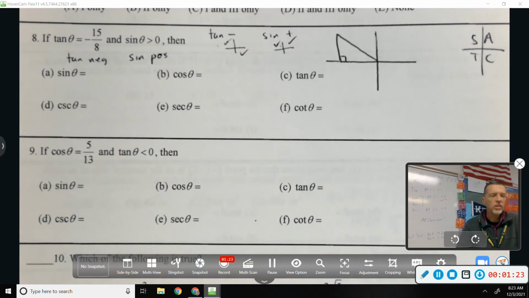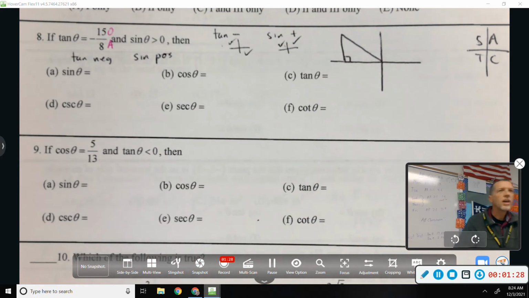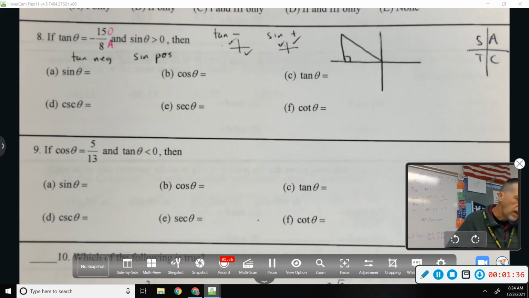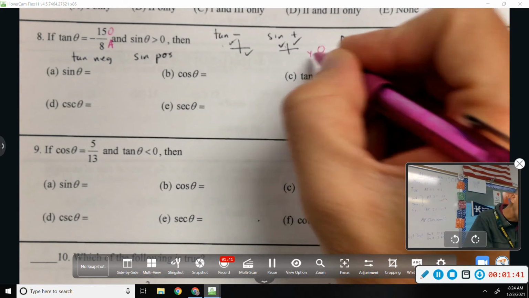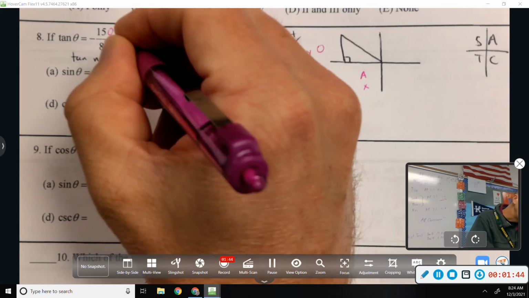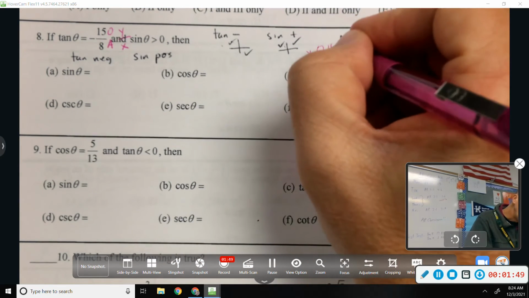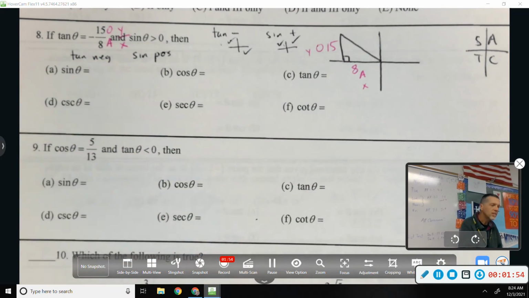So there's my picture. Tangent is opposite over adjacent. So opposite is 15. Remember opposite and adjacent, or y and x. Tangent's y over x as well. So 15 and 8. But where did that negative come from? Why is this negative 15/8? Was the 15 negative or is the 8 negative? How did you know the 8 was negative? Because it's going left.